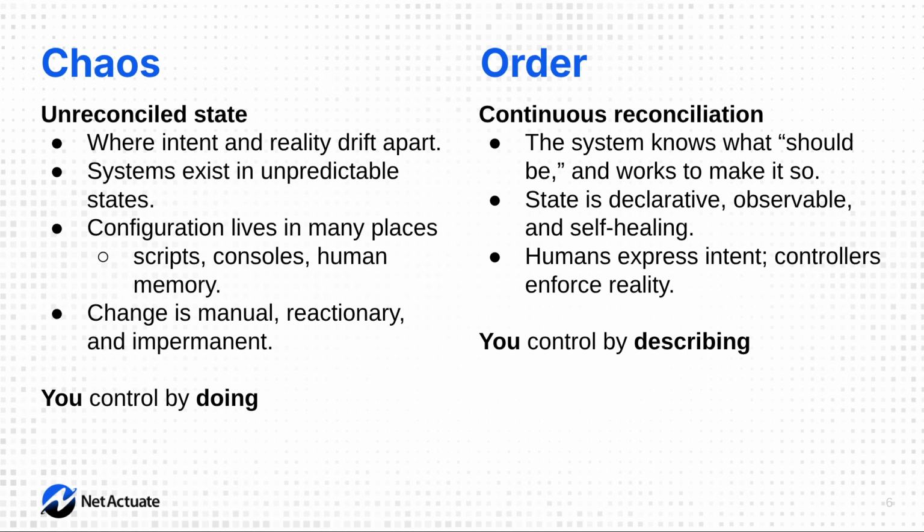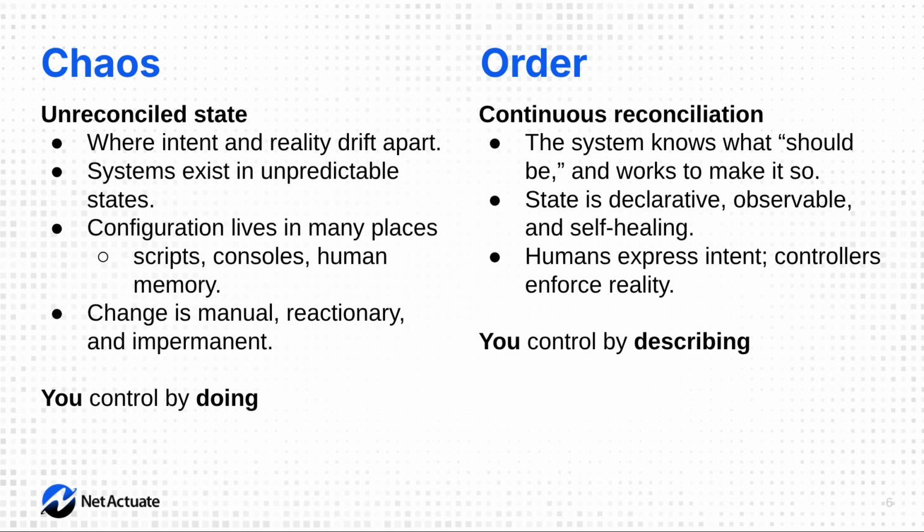Every day that you wake up, you start your day in a state of chaos. Where am I? Who am I? Where am I going? What time is it? What do I need to accomplish today? As soon as you wake up, you begin to reconcile that system. But chaos is where your intent and reality are separated. Systems are unpredictable. The configuration and the data is spread out over multiple systems and people. And what this means is that all of the changes that you make to your service or your product is ultimately manual. You have to control by doing.